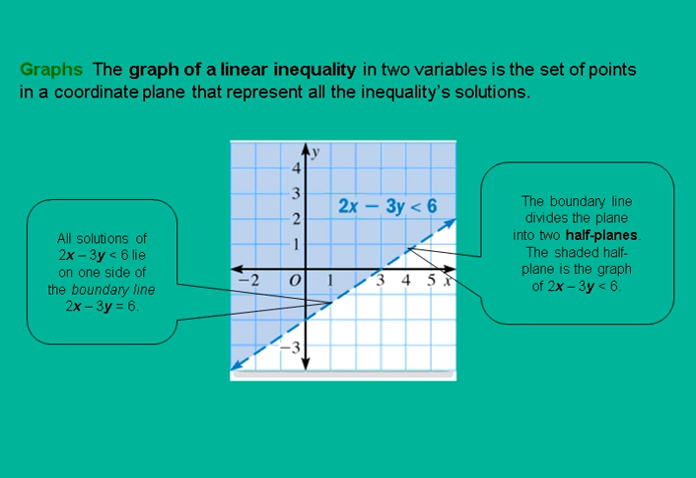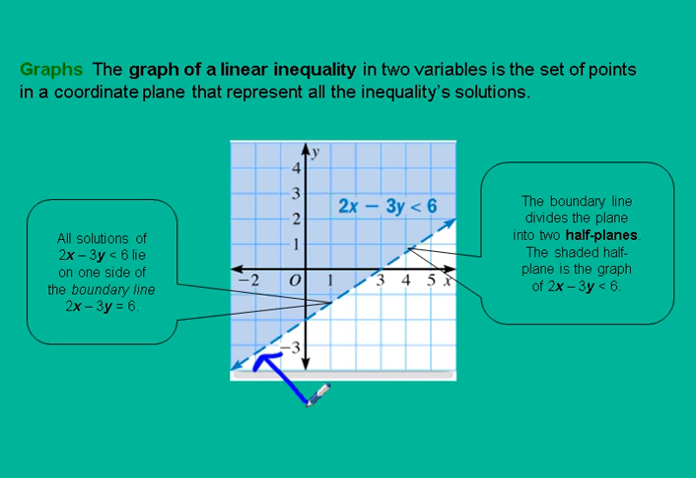The graph of a linear inequality in two variables is a set of points. If we're looking at 2x minus 3y is less than 6, all the solutions for 2x minus 3y less than 6 lie on one side of the boundary line. This is known as the boundary line.